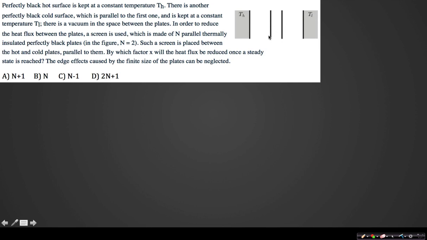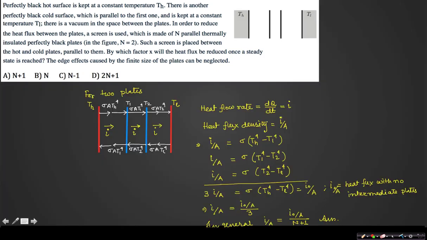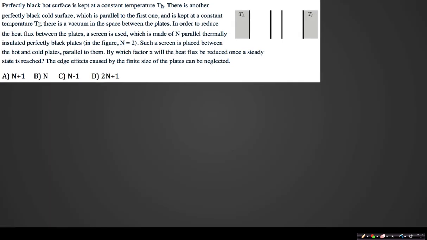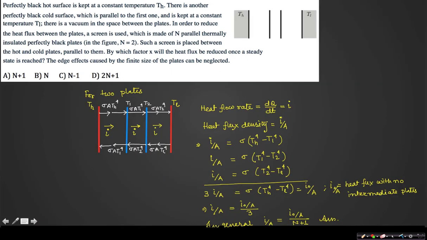But if I place some screening like this, then what will be the reduction of that heat current, that you need to calculate. So I will suggest you to solve this question for N equal to 2 plates first, and then you can generalize the situation. You try it on your own for a few minutes and then come back to see the solution. Okay guys, so I think you have given it a fair try. Now we will go to the solution page.